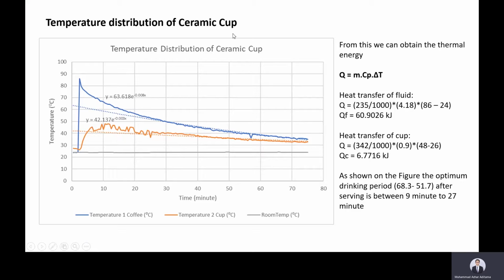This is the temperature distribution of a ceramic cup. As you can see from the figure, there is the heat transfer of the fluid obtained from the data, which is this, and the heat transfer of the cup, which is this. And as shown in the figure, the optimum drinking period after serving is 9 minutes until 27 minutes.